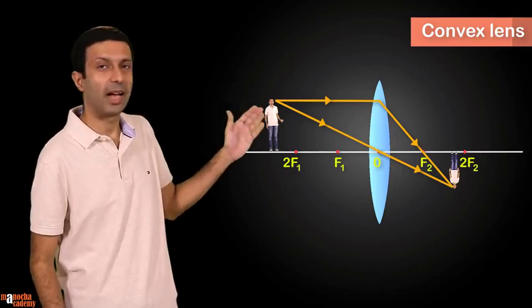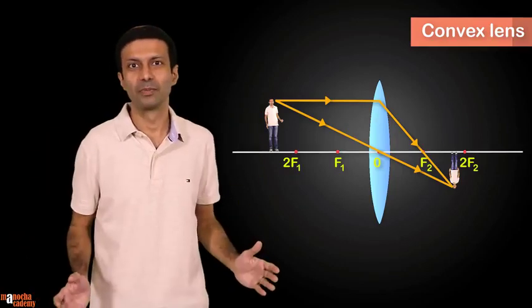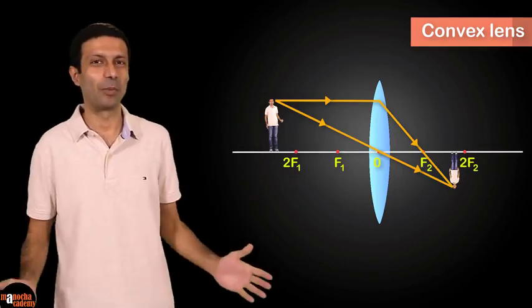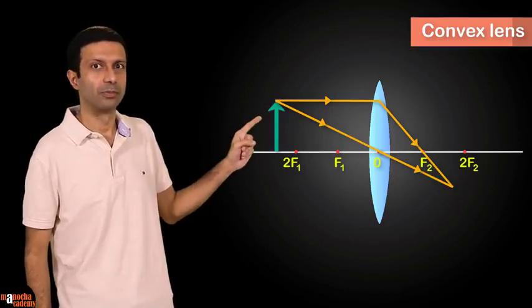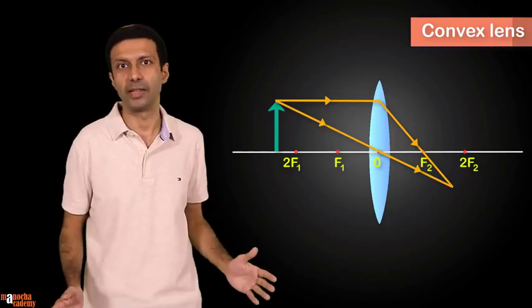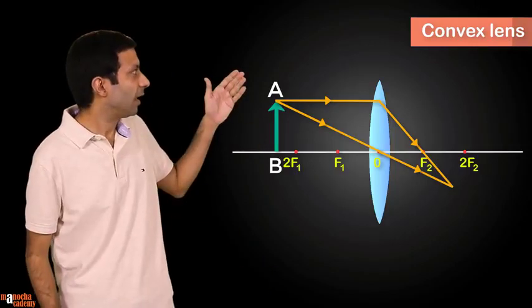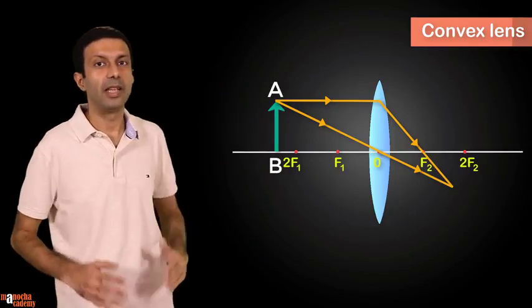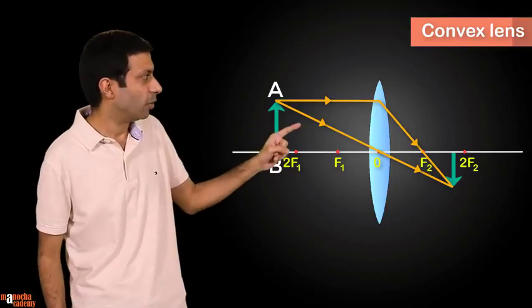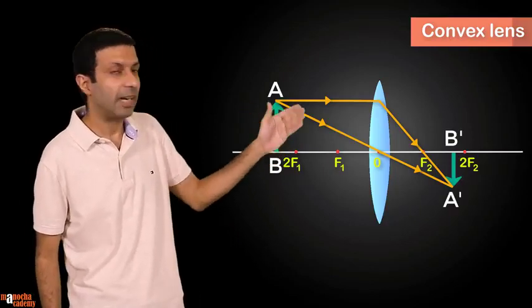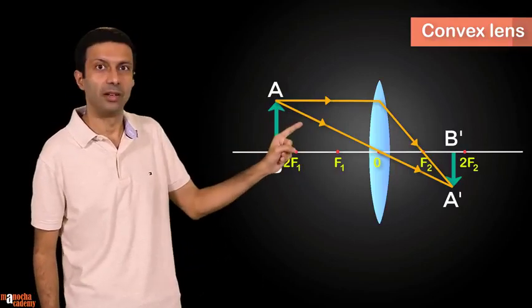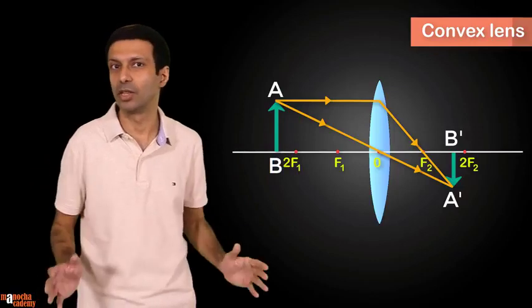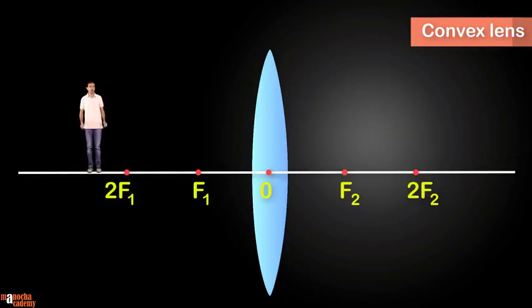You'll find similar diagrams in your textbook. Of course, I won't be the object there. The object is usually shown with an up arrow, since the object is upright and marked as AB. The image is also shown with an arrow and it's represented as A', B'. As you can see, the arrow is inverted here because the image is an inverted image. Now let me walk closer to the lens.